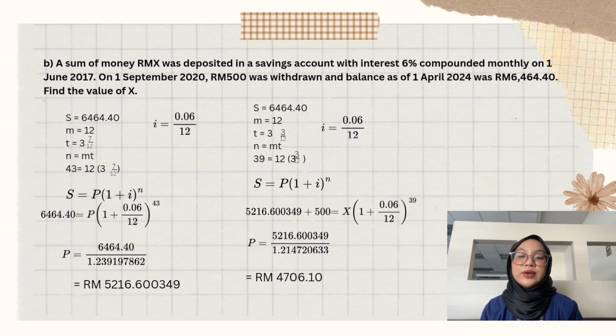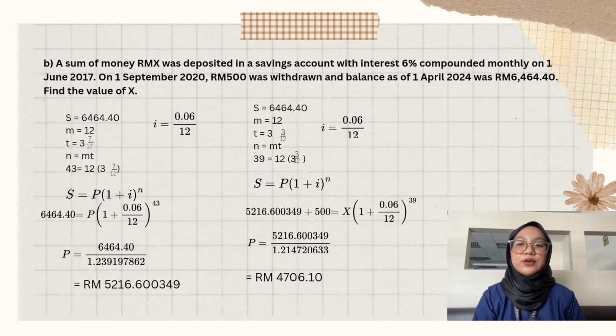Using the formula S = P(1 + i)^n, we have 6,464.40 = P(1 + 0.06/12)^43. We get P = 5,260.6000349. Using the formula S = P(1 + i)^n again, we have 5,260.6000349 + 500 = X(1 + 0.06/12)^99. X equals 5,216.6000349 over 1.214720633, and we get RM4,706.10.